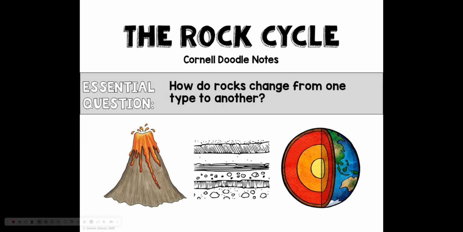So we're going to be doing the rock cycle notes. The first thing you're going to fill in, in the top left-hand corner right underneath the rock cycle, is how do rocks change from one type to another. We've done a little introduction on this before with our first notes for this unit, and we're going to ask a question to see if you remember how many different types of rocks there are in just a moment.